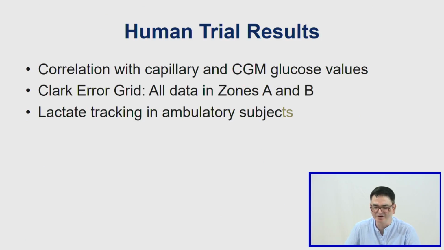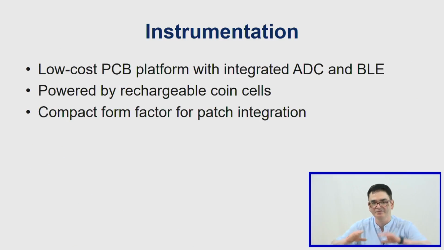And then when you look at the human trial results, we got a good correlation. I mean, I've already run through this. Lactate tracking in ambulatory subjects also looked to be very fine. Everything is within the Bland Altman zone that we are looking for.